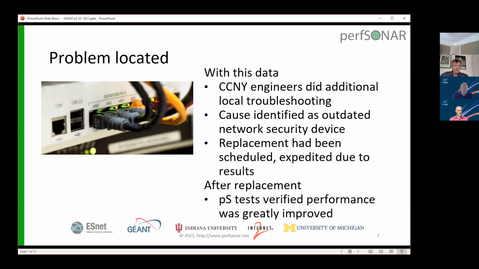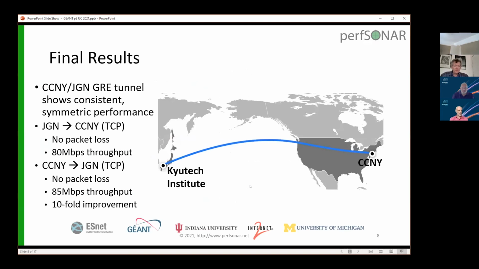So the final result of that encounter was no packet loss in either direction and a very symmetric-ish 80 to 85 megabits worth of throughput, within the margin of error. UDP performance remained about the same at about 90 megabit, a little less overhead. But basically the outbound problem from CCNY that we were experiencing had been solved, and it turned out it was just a piece of old network equipment that was not handling the traffic very well anymore.